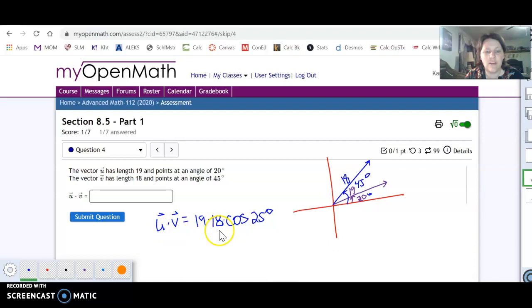So when I put my vector together, I want to use that second formula, have my dot product of u and v, then the magnitude of each one, which is 19 times 18, and then the cosine of theta, where theta is the angle between the two vectors. So we would take that 45 degrees minus the 20 degrees, get 25 degrees, and then that's the angle that you will use to figure out what your dot product is.